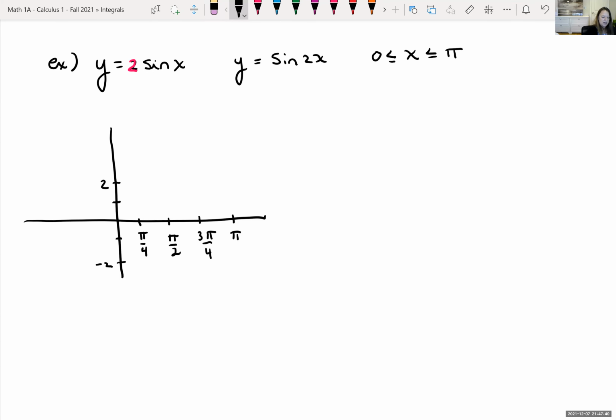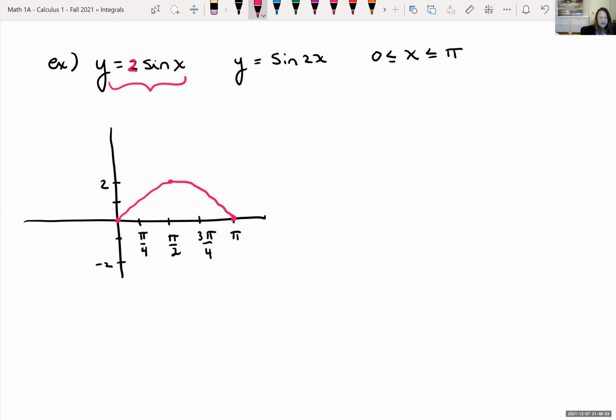And so if we start now here at the origin, sine goes up, and we're going to hit 2 at pi halves. At pi, we're going to come back down and hit 0. So that's this function.